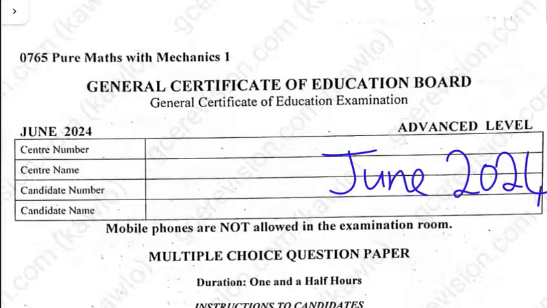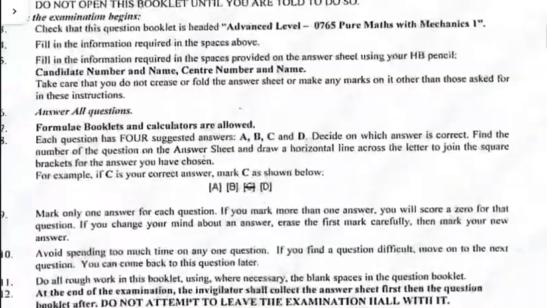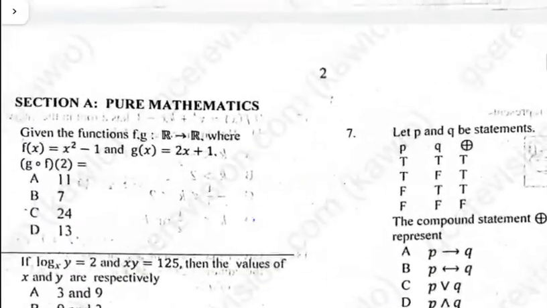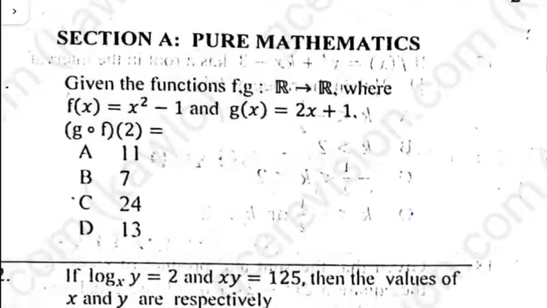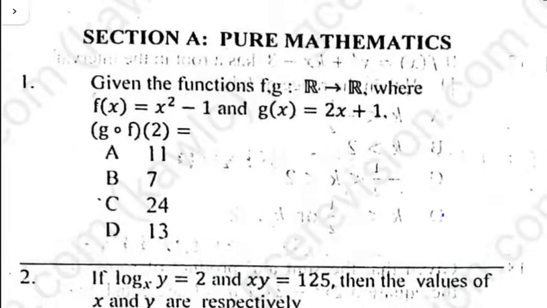Let's take the first question. Question 1 reads, the functions f and g are defined as follows. f of x equals x squared minus 1 and g of x equals 2x plus 1. Find g of f of 2.